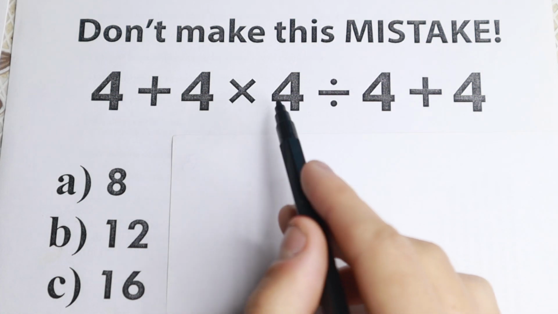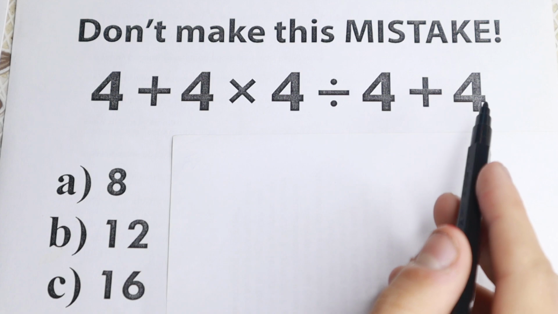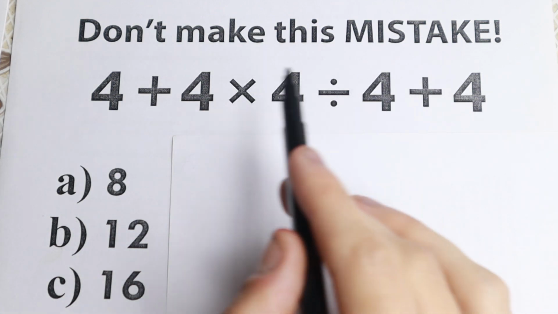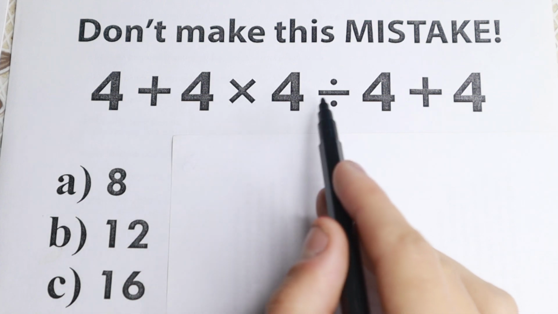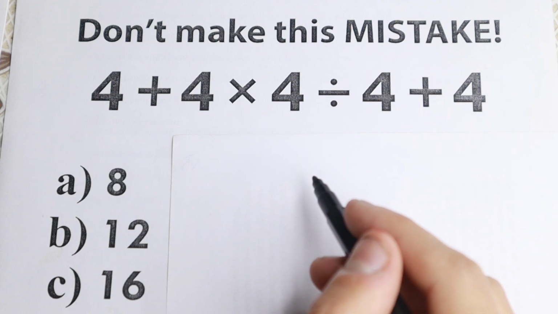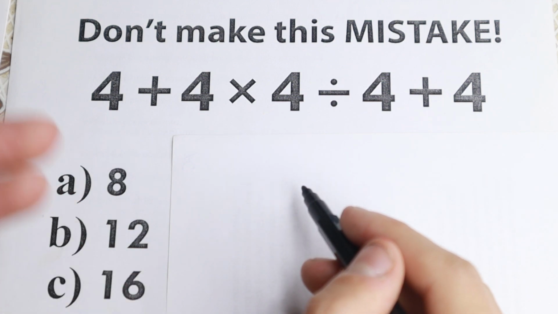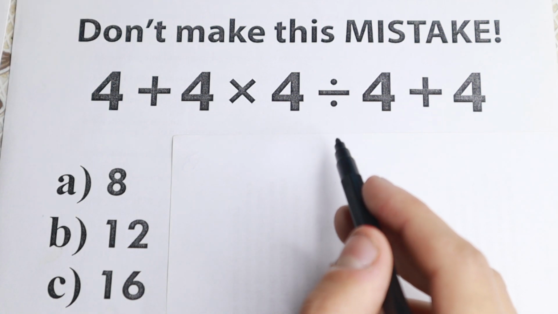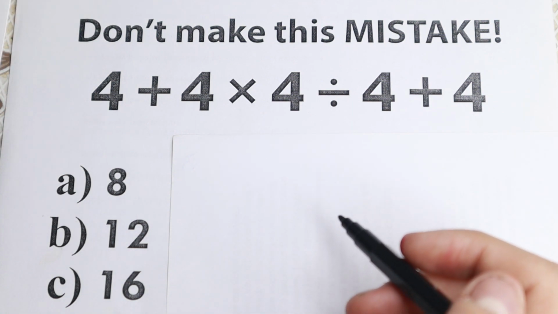We have 4 plus 4 times 4 divided by 4 plus 4. So as you can see, no squares, no parentheses, no powers. We have only addition, multiplication, division, and that's it. And they're all the same number. We have all 4's. Of course, a lot of students can say easily, I can handle this. This is basic, we have plus, multiplication, division. But a lot of students make a common mistake.